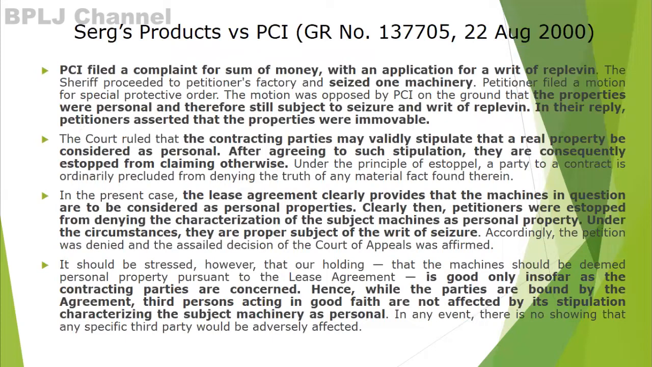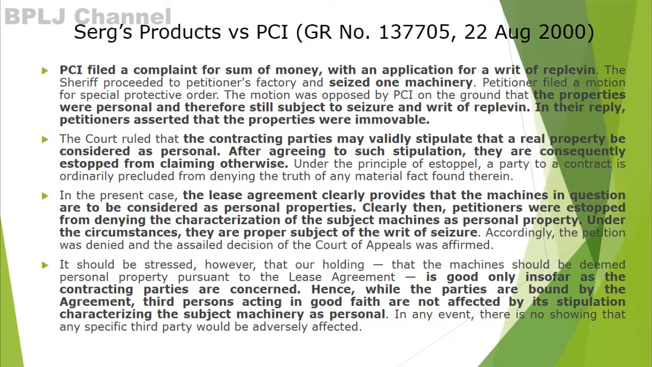Okay? We also have the case of Serg's Products versus PCI. In this case, PCI filed a complaint for collection of sum of money with application for writ of replevin. So the sheriff seized one machinery. The motion was opposed by PCI on the ground that the properties were personal and therefore still subject to seizure and writ of replevin. The petitioners asserted, on the other hand, that the properties were immovable.